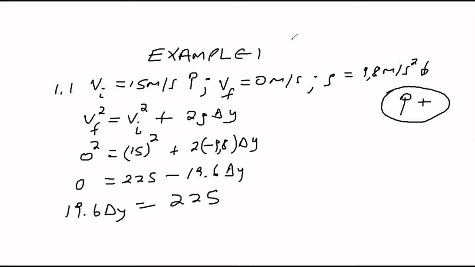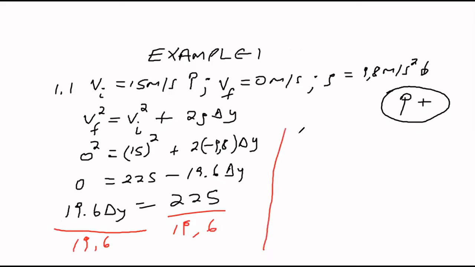So we're looking for delta y. We need to make it the subject of the formula. Then we can divide both sides by 9,8. We divide both sides by 9,8. Okay, to get displacement, 225 divided by 19,6. How much is it? It is 11,48 meters. That is the displacement.